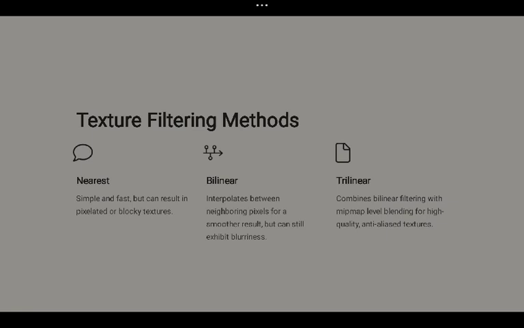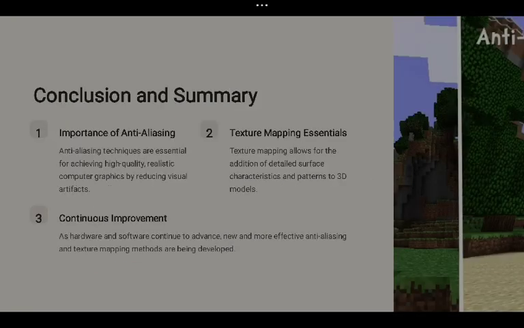Texture filtering methods. There are three: nearest, bilinear, and trilinear. Nearest is simple and fast, but can result in pixelated or blocky textures. Bilinear interpolates between neighboring pixels for smoother results but can still exhibit blurriness. Trilinear combines bilinear filtering with mipmap level blending for high quality anti-aliased textures.